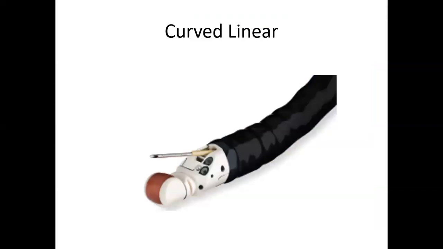So this is a curved linear, the sectorial probe. The design is just like the transducer we use for abdominal ultrasound, except that this one is at the tip of the endoscope. The endoscope has a long cord, which we are able to insert into the gastrointestinal system and image from the inside. So this probe is usually found at the end.